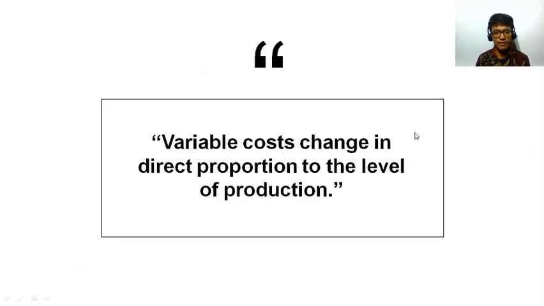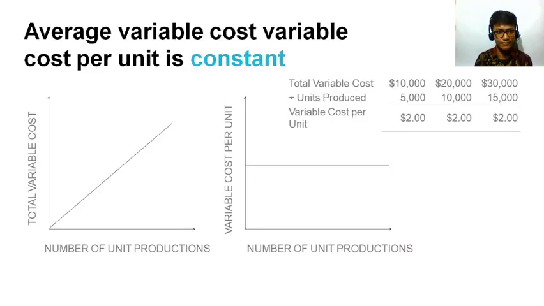The next cost is variable cost. Variable costs change in direct proportion to the level of production. This means that total variable costs increase when more units are produced and decrease when fewer units are produced. The average variable cost per unit is constant. This total variable cost will have a graphic like this, while the variable cost per unit will be constant and have a graphic like this. This is based on this case.